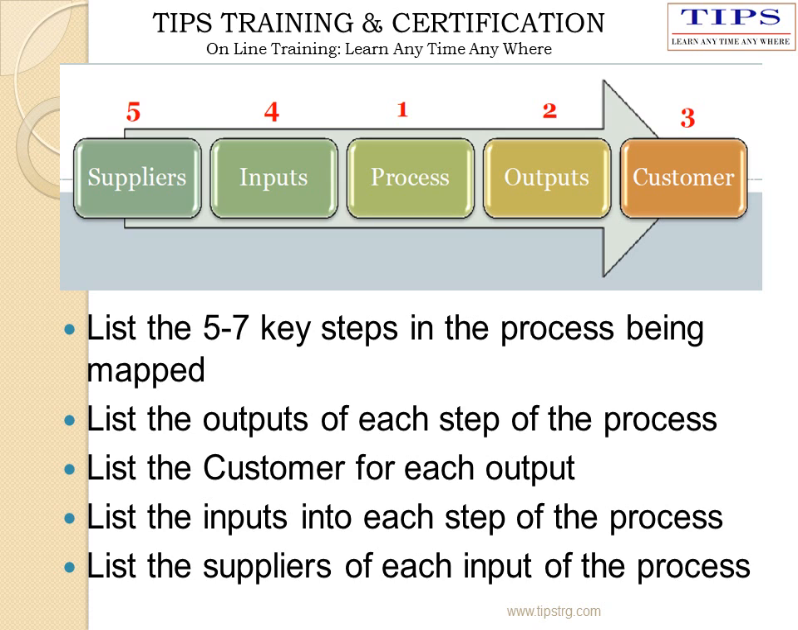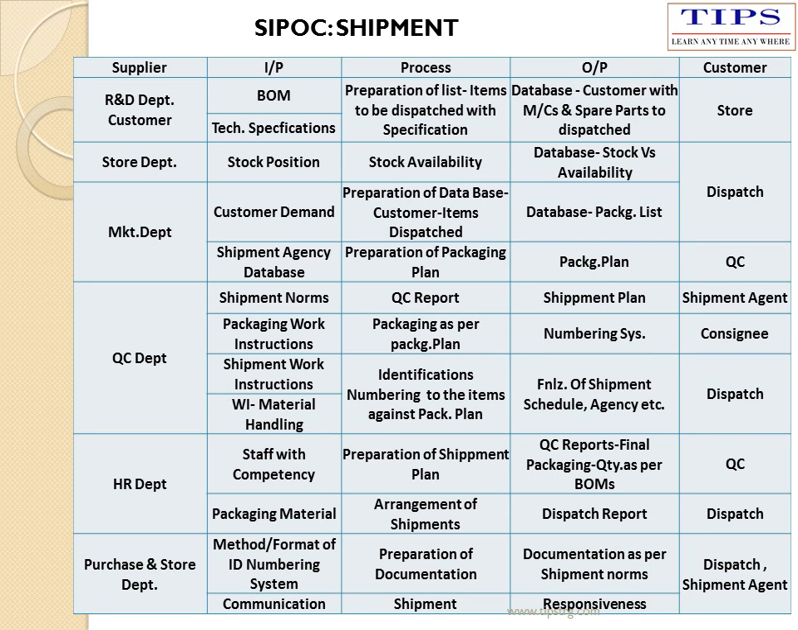For each customer and for each process, now write down the inputs one by one. For each input, write down the suppliers available, the service providers available. For each input there might be 2 or more suppliers. So write all the suppliers and alternative suppliers for each input, so that this will give a clear-cut idea about this process, from suppliers to customers.